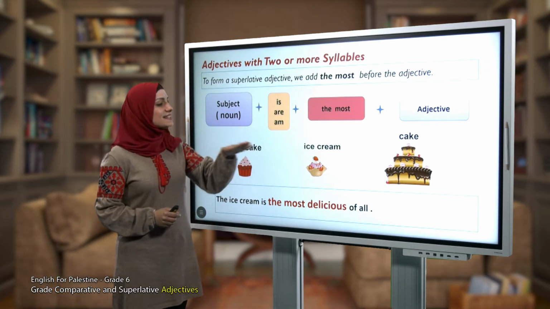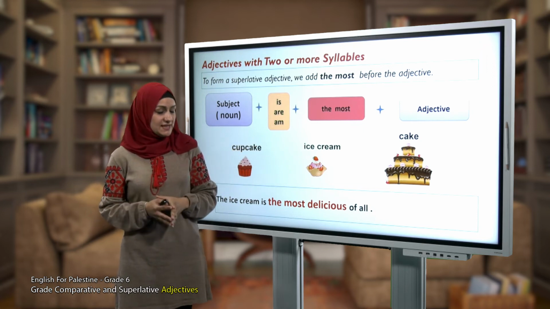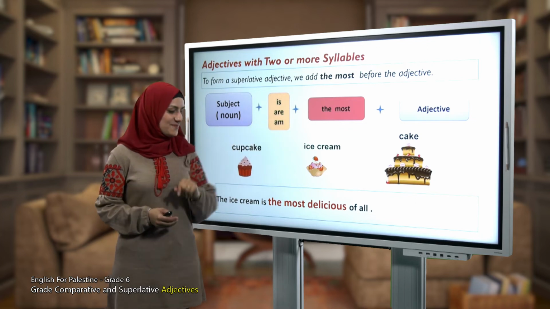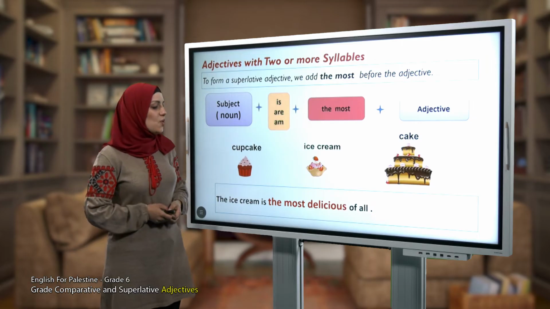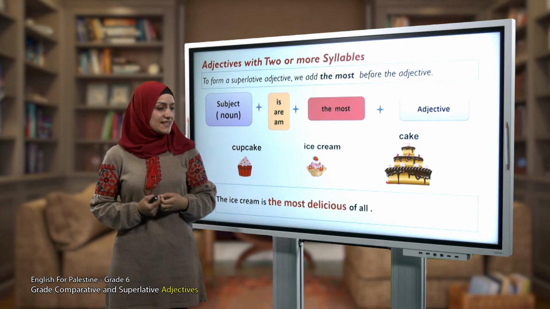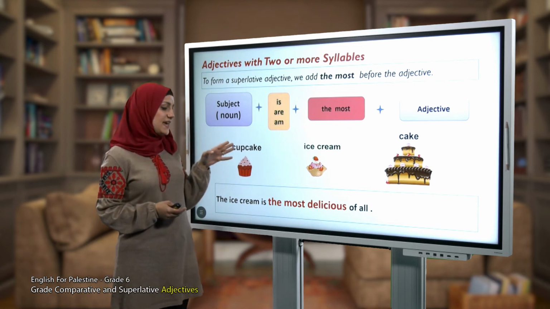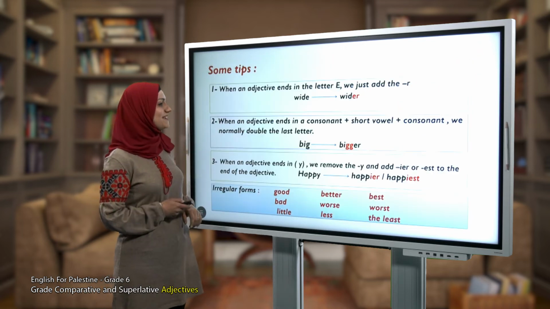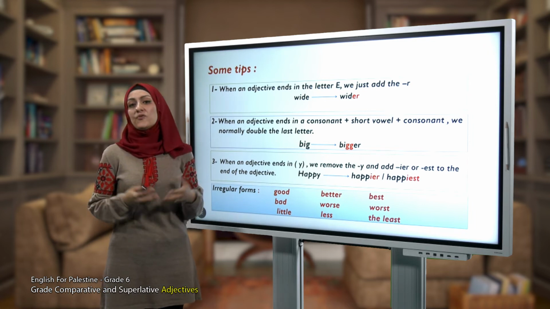Let's write sentences comparing these three types of sweets. We have cupcake, ice cream, and cake. We can say that the ice cream is the most delicious of all. What do you think? Which is the most delicious? Personally, I think that cupcake is the most delicious of all. What do you think?